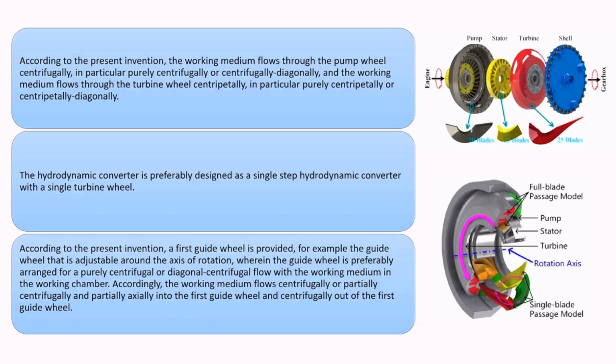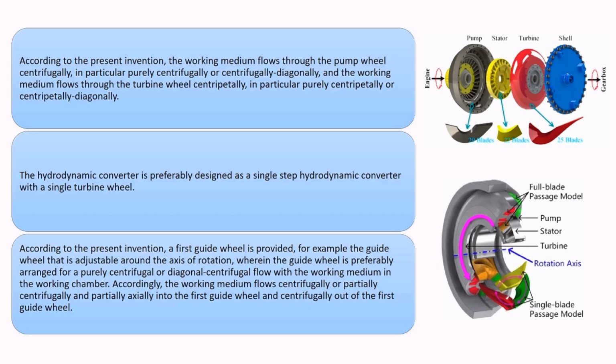As we move further in the summary of this invention, now the second point comes. According to this present invention, the working medium flows through the pump wheel centrifugally, in particular purely centrifugally or centrifugally diagonally, and the working medium flows through the turbine wheel centripetally, in particular purely centripetally or centripetally diagonally. So as we can see in this figure, on the left hand side, this is the engine from where the fluid will come, and now that fluid will come into the pump. This has 29 blades, and then the stator having 22 blades, then the turbine having 25 blades, and at last there is the shell, and after all this the fluid will come to the gearbox.